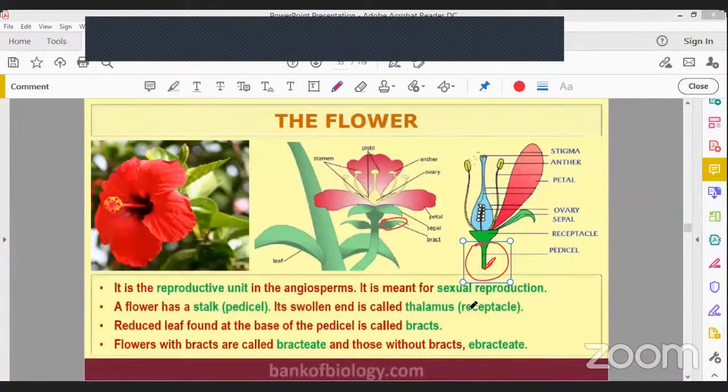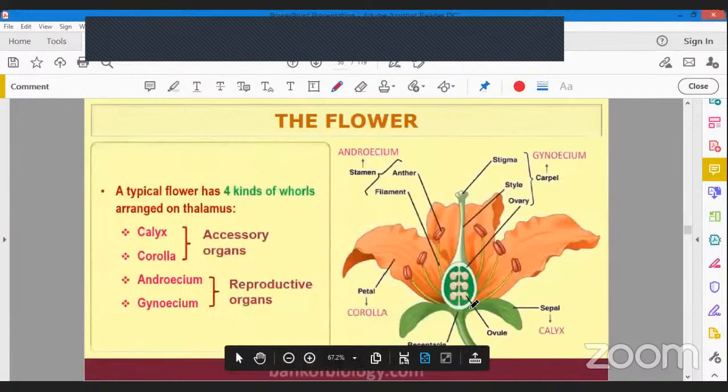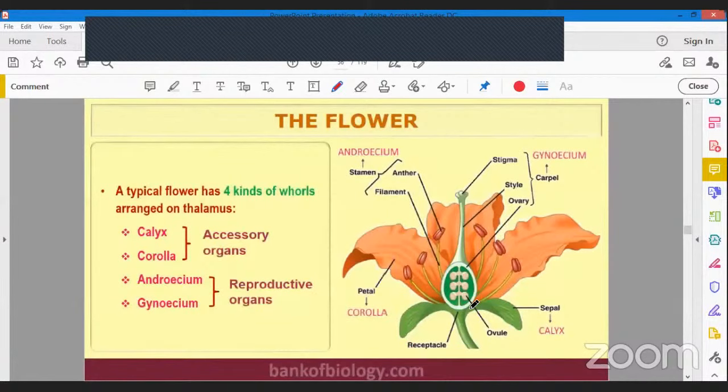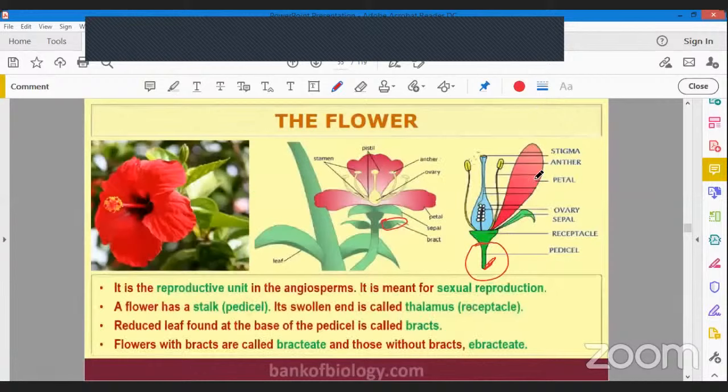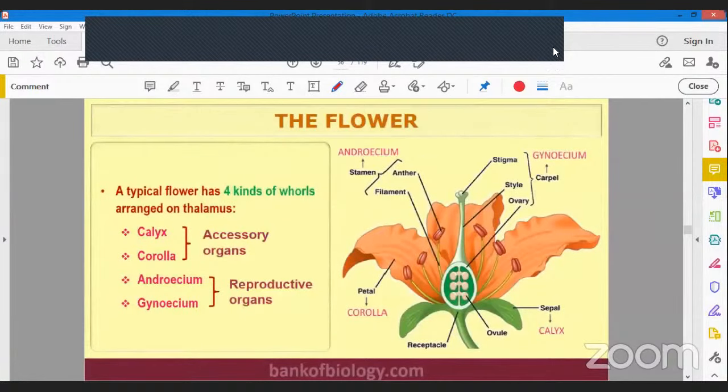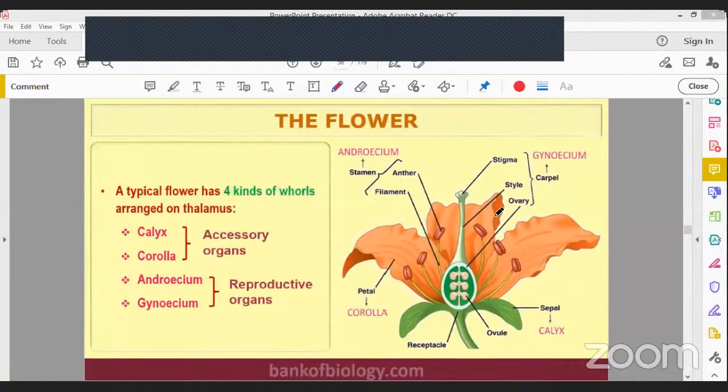Done. So we go to the next part. A flower will have four kinds of whorls arranged on the thalamus: calyx, corolla, androecium, and gynoecium. Calyx and corolla are accessory whorls, also called non-essential whorls, whereas androecium and gynoecium are called the reproductive organs or the essential whorls. Either androecium or gynoecium or both are present on a flower. So take it down.